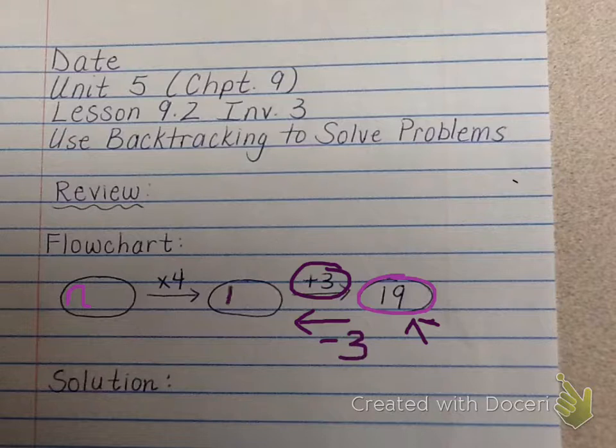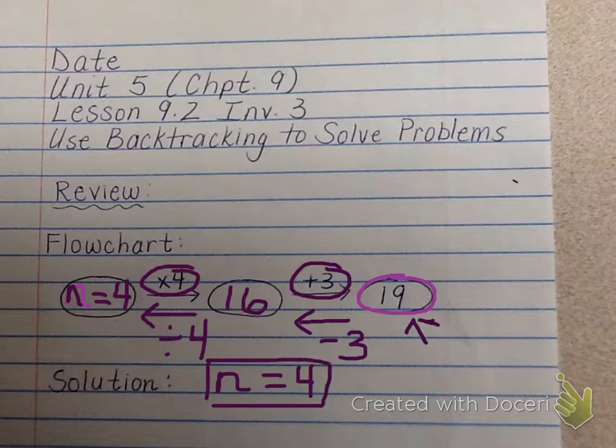19 minus 3 is 16, so we're going to put 16 in this oval. And now we need to undo the times 4. Multiplication and division are inverse operations, so we're going to backtrack, and the opposite of multiply by 4 is divide by 4. So now we can see n equals 4. We want to make sure we are clear by writing our solution outside of our flowchart to show we really understand what we were solving for. We were looking for the input, and the input would be n equals 4.